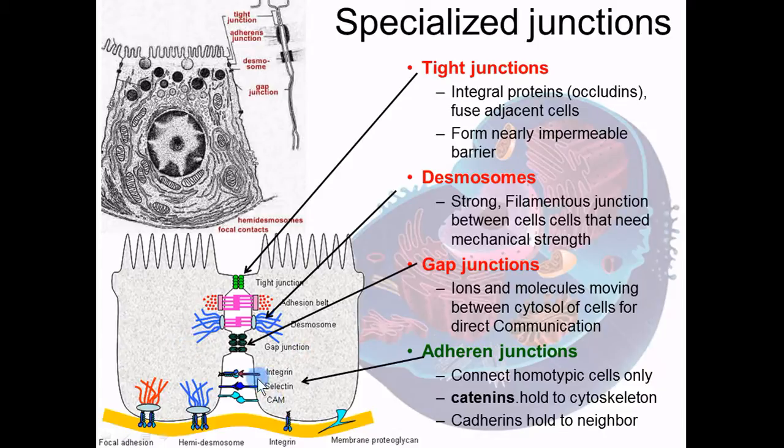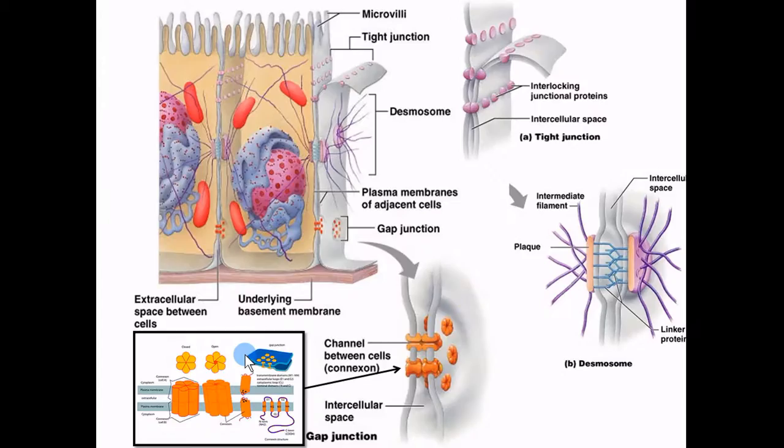And the last ones are adherens junctions. Adherens junctions are between homotypic cells, which means cells of the same type. Homo is referring to same, typic is type. So you might find two cells, like two liver cells, connected here by an adherens junction. But you wouldn't find a skin cell connected to a liver cell by these. So they're specialized junctions. These are four special junctions we'll keep referring to all semester.